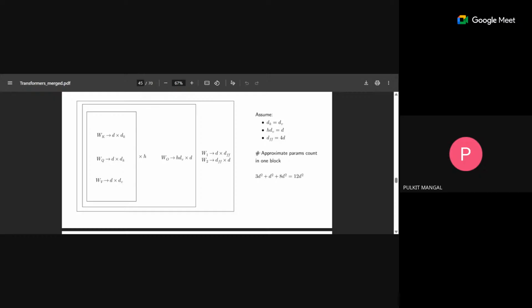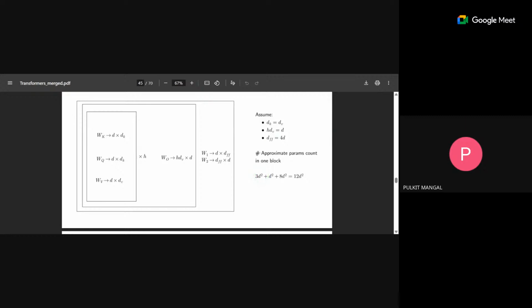So again, coming back to the parameter calculation, we have 3 such matrices. First assumption was that dk is equal to dv, then it will be 3 times d times dk, and you have h such heads, so h such matrices, so 3 into d into dk into h. Using the second assumption, that is h dv is equal to d, the parameter calculation becomes 3 into d into d. So that's what is written here as 3d square.